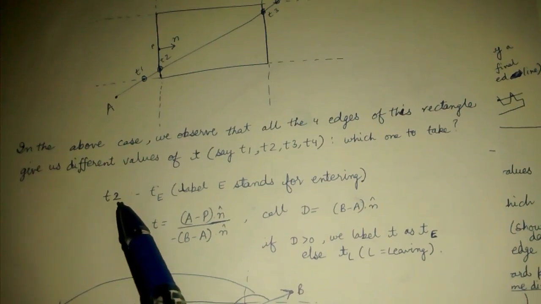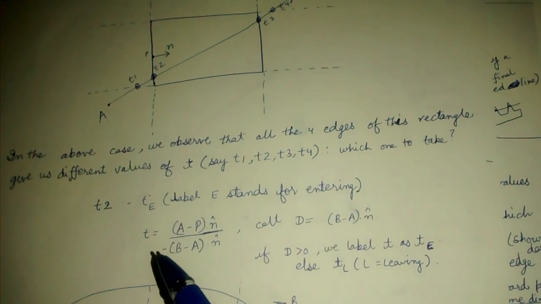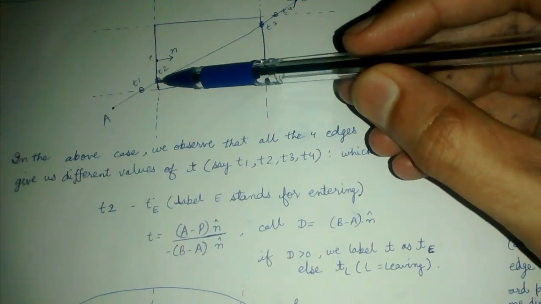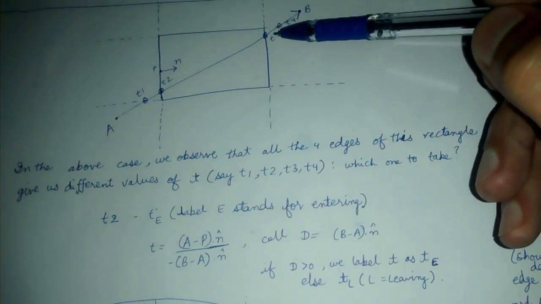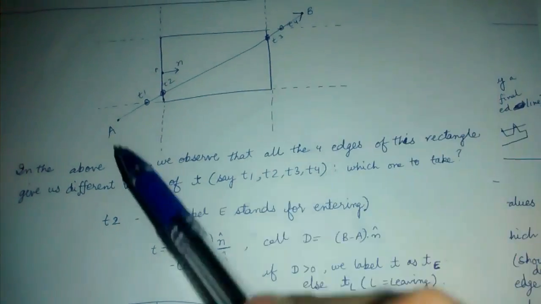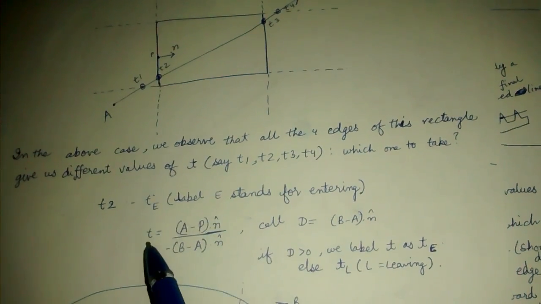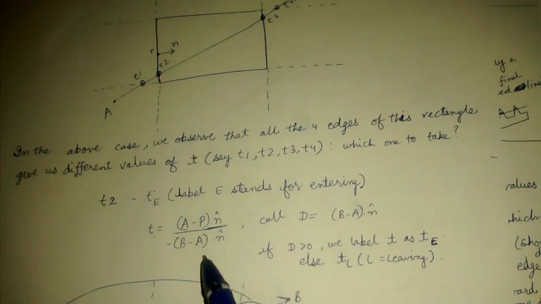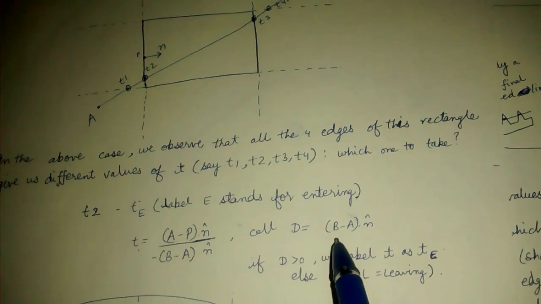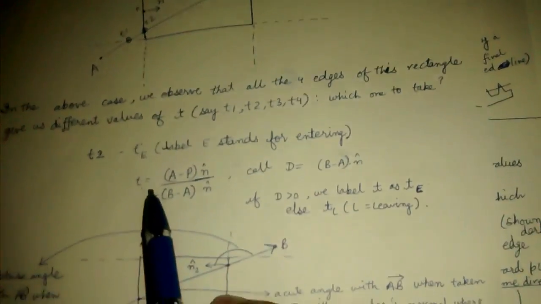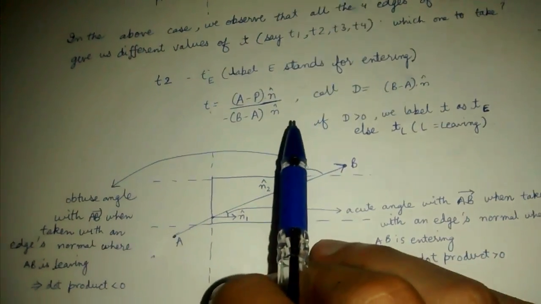Let's classify our t's into two categories: one is entering and one is leaving. On this t, AB is entering the polygon, and on this t, AB is leaving the polygon, if we consider AB as directed from A to B. This is our equation for t as we derived above, and let's call d equal to (B minus A) dot n cap. If d is greater than 0, we label t as t_e, entering, else we label it as t_l, leaving.